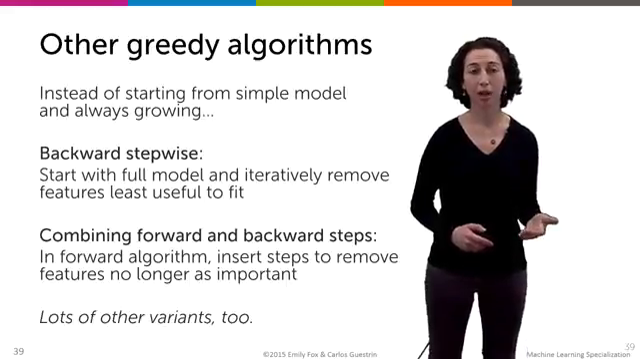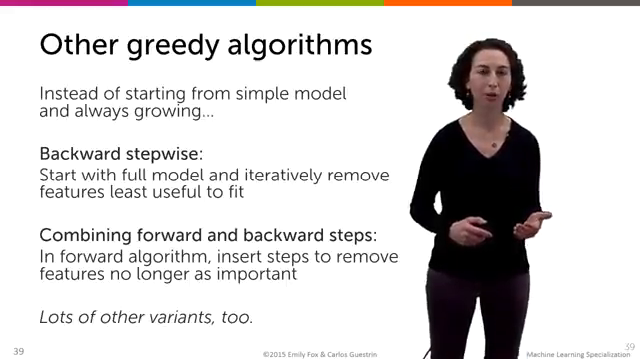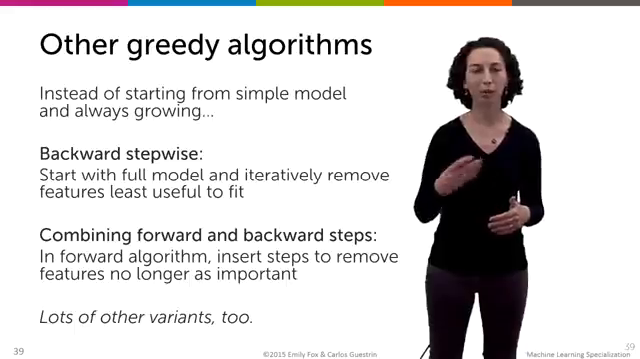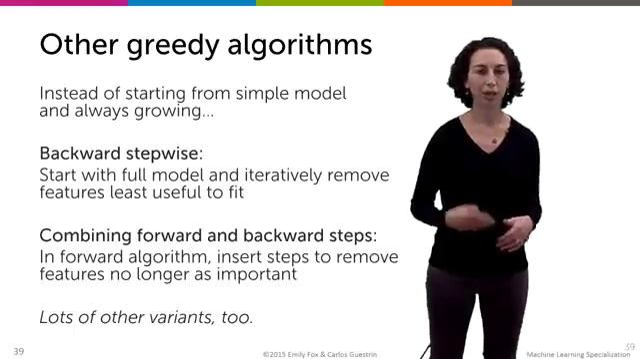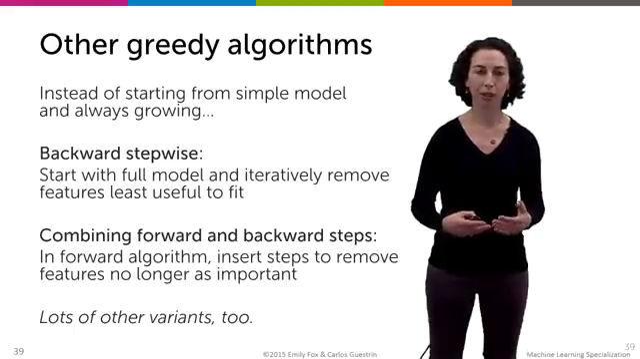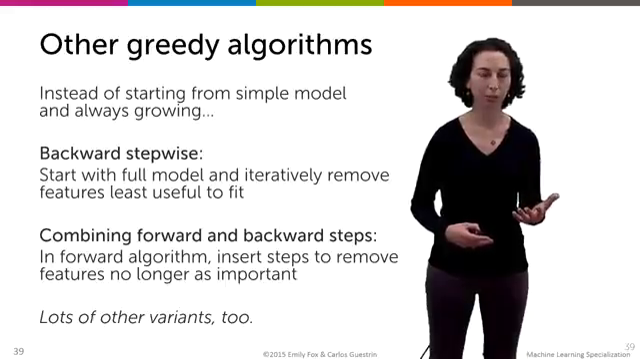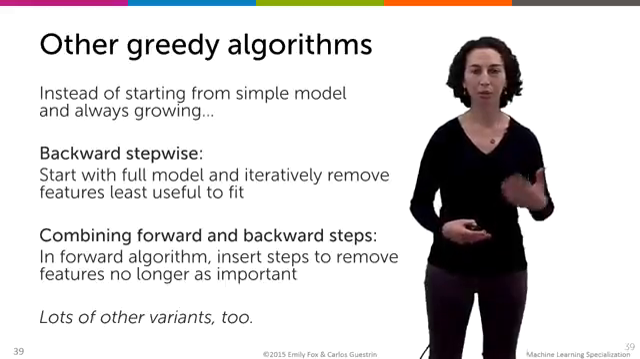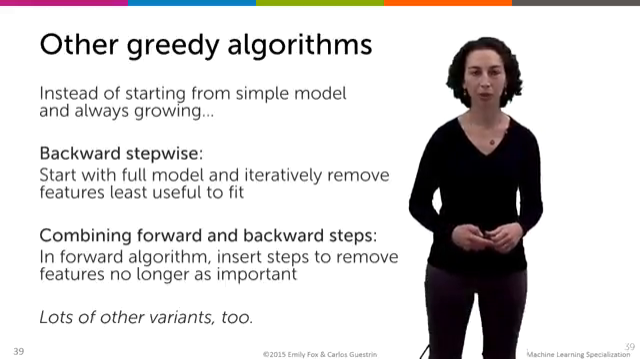And there are lots and lots of other variants of algorithms people have proposed with different metrics for when you add or remove features and different ways to search over the features because this problem of feature selection is really important. It's not a new problem, so a lot of different procedures have been proposed to solve it.